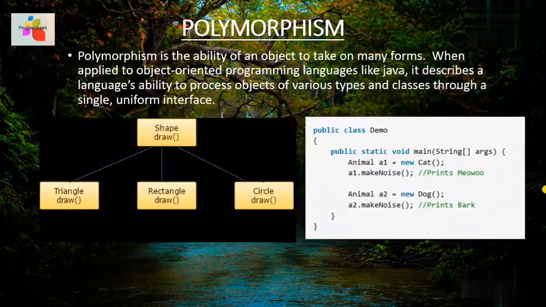Now next one is polymorphism. Polymorphism means taking more than one form. Here in the example, shape is a form and it can take more than one form according to its environment. So it can be triangle, rectangle or circle. You can put it in the coding section like in this picture.